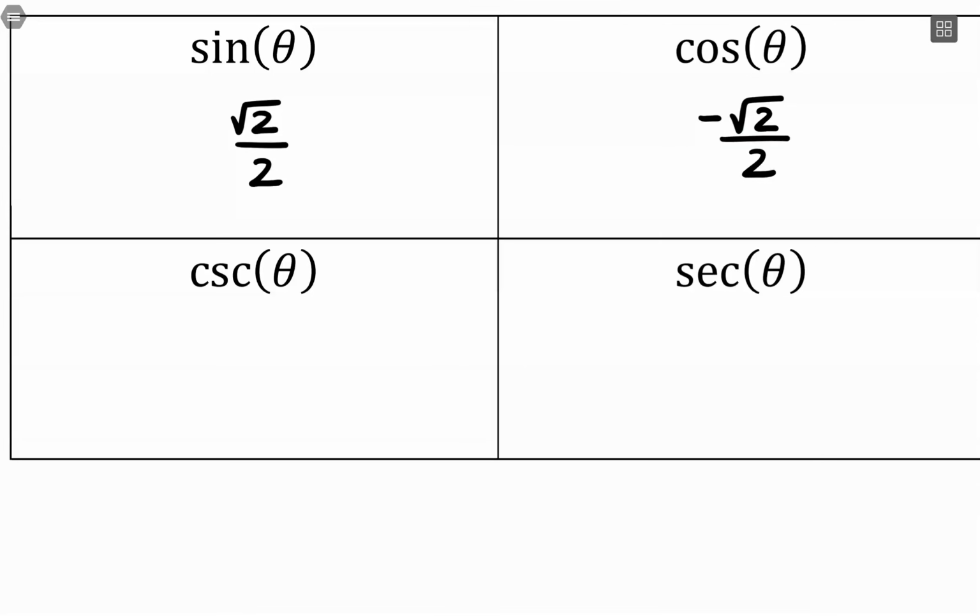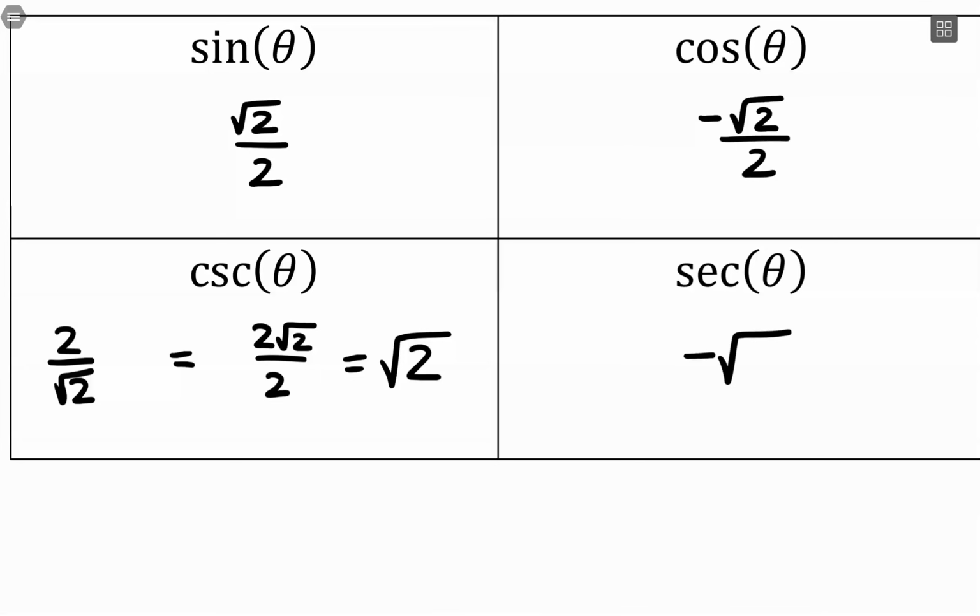For cosecant and secant, we're just using the reciprocal, so this would be 2/√2. And I just need to rationalize that denominator. So that would be a 2√2/2, which simplifies down to a √2, canceling out those 2's. Secant, pretty much the same thing is going to happen, it's just negative, so that'll be a negative √2. So same flip, it would be the same exact calculation with rationalizing and reducing down.